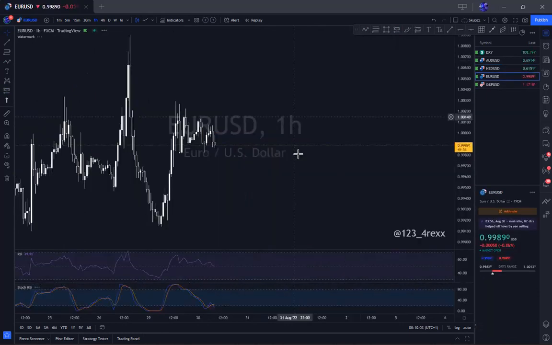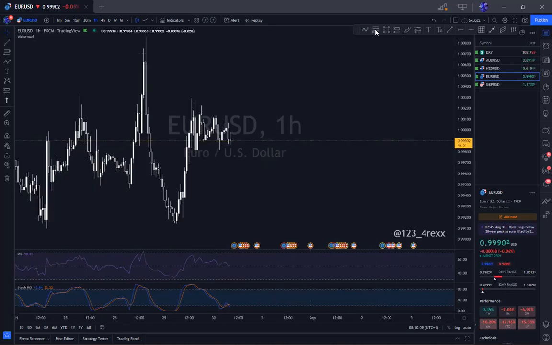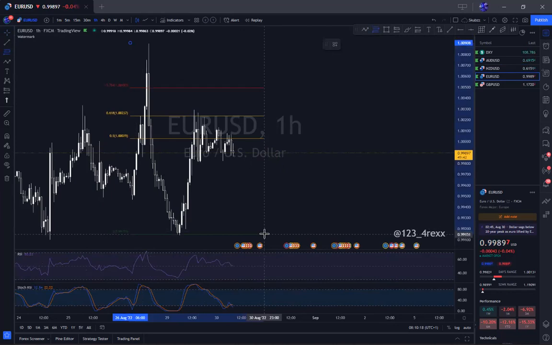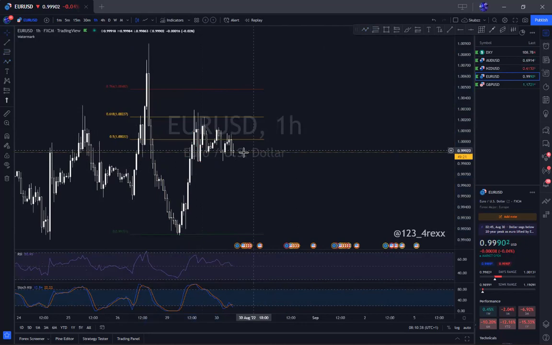Then Euro USD. Euro USD is interesting. This is basically what it's doing, it's ranging. Price broke below last week and tapped into the extremes, and now it's consolidating, contemplating that push to the downside. But we're still bearish, so I'm actually on the sell on Euro USD.